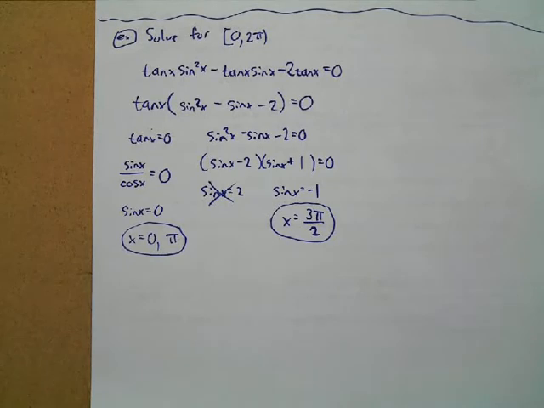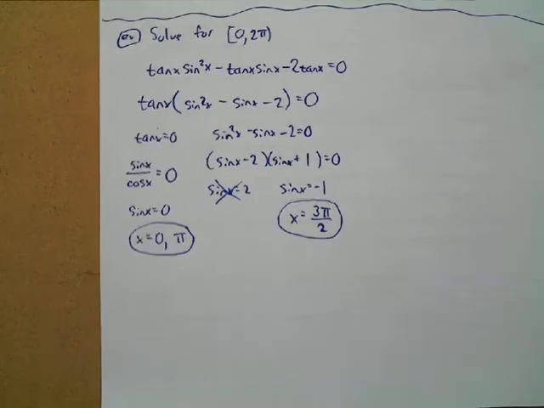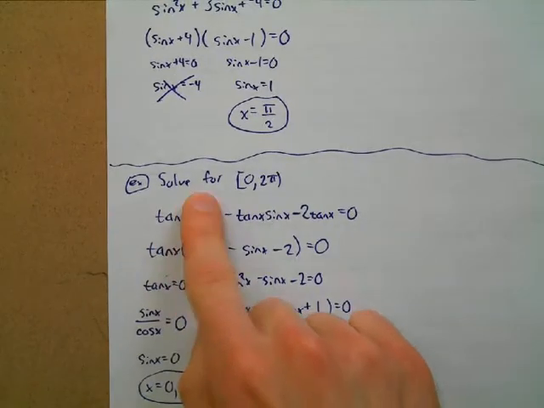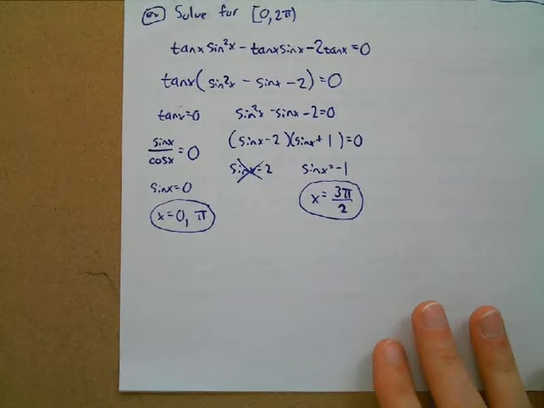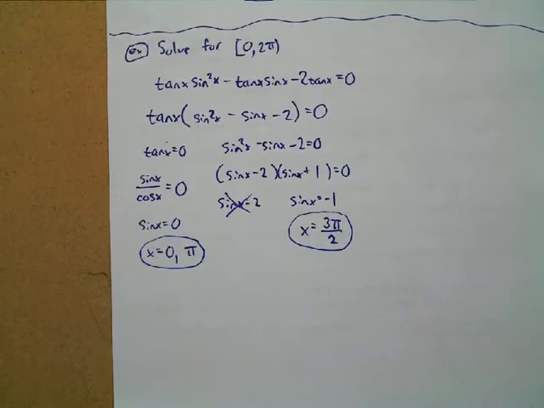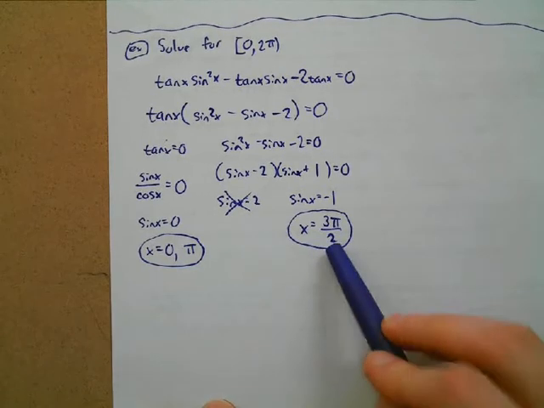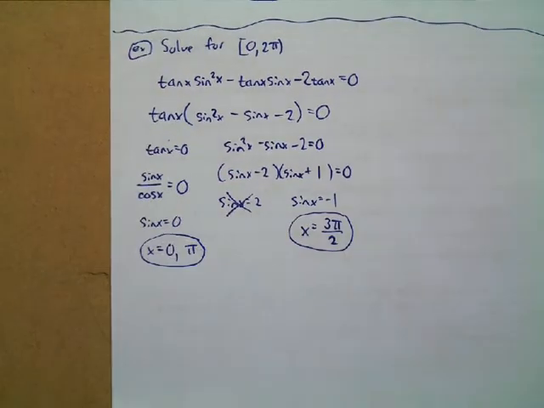So 3 pi over 2. If we were to plug 3 pi over 2 back in, what is the tangent of 3 pi over 2? Undefined. Which would then make us not equal to 0. So we actually need to throw out this solution too. So you do need to check for extraneous solutions as well.